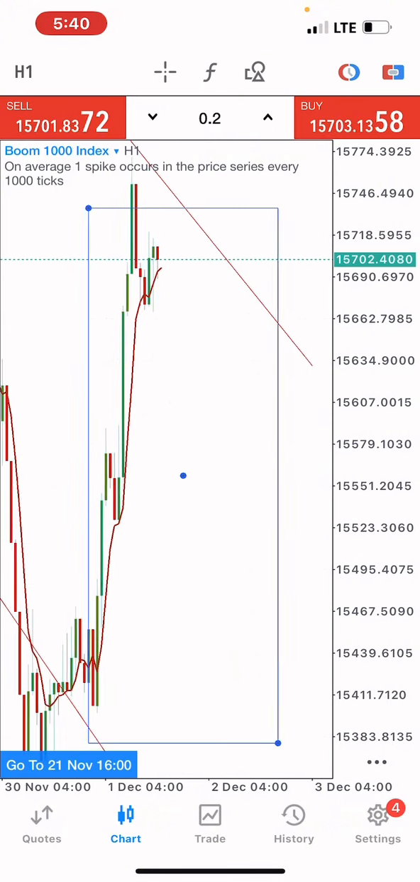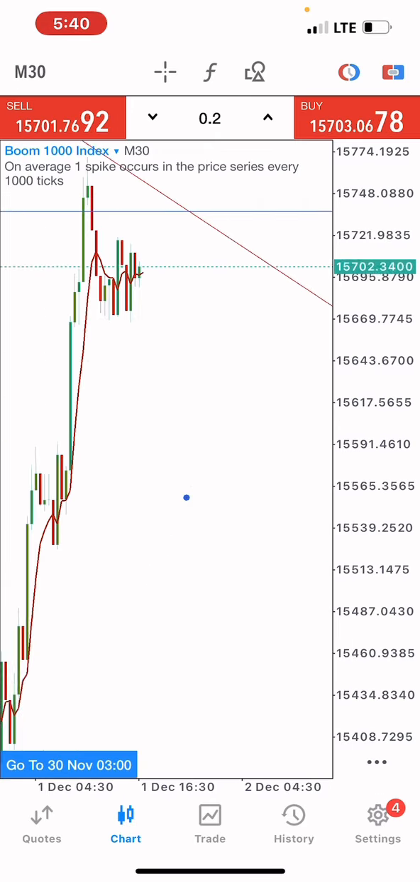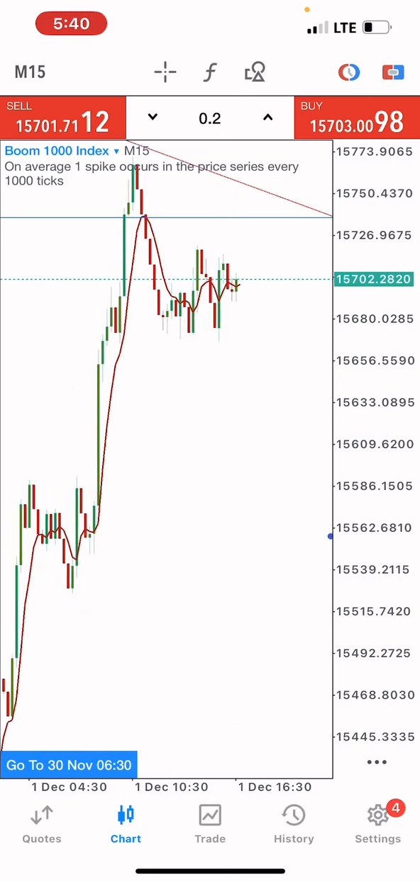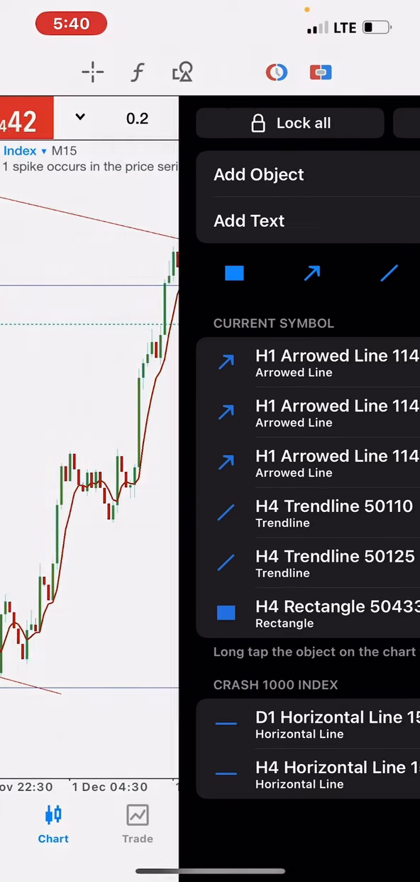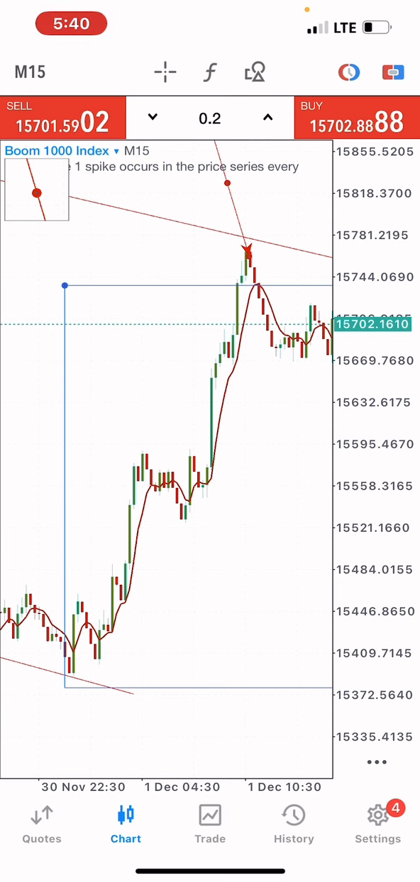I'm going to go to the 1 hour. You can see already. I'm going to a lower one. You can see higher highs. I'm going to an even lower one. You can see higher highs at that level, right? You can see that price was always printing higher highs, right?